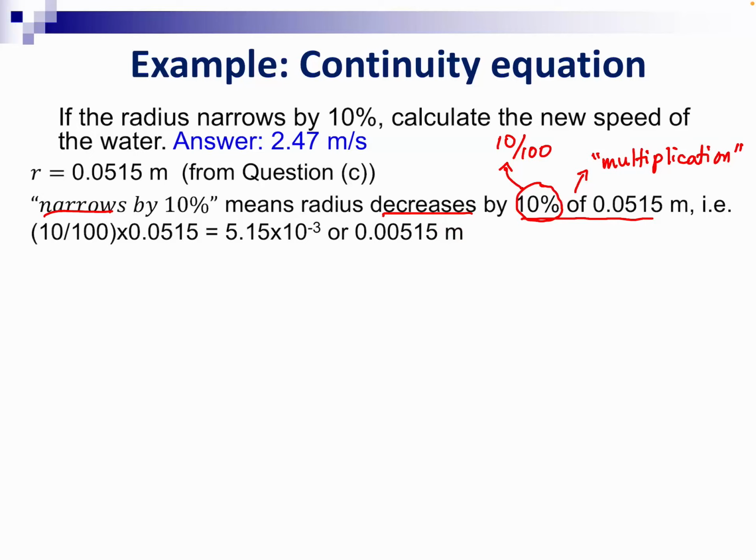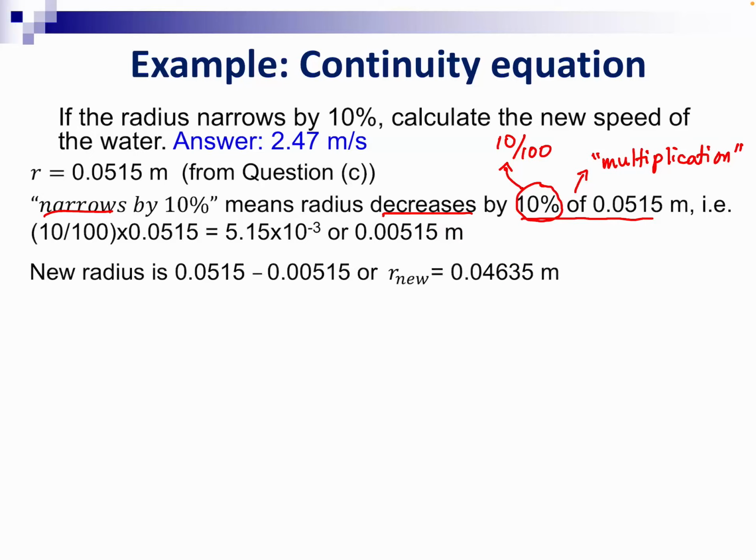But what is the actual radius after narrowing? The new radius is therefore the original radius minus how much it gets narrowed by. Yeah, so you have the original radius minus the 10% of that original radius. So the new radius is now 0.04635 meters. Can't you just multiply it by 0.9? Yeah, you can also do that.